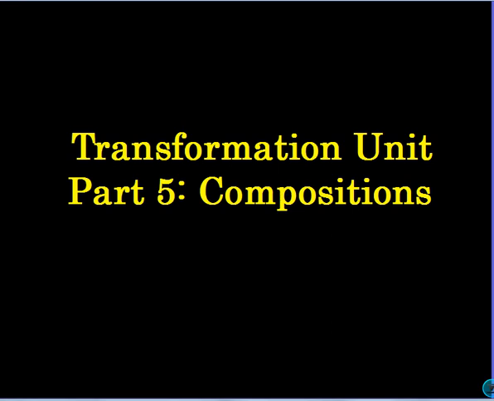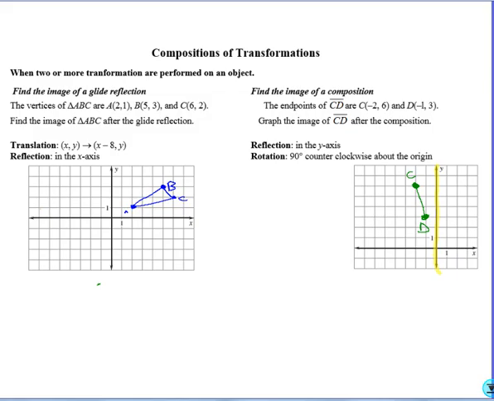Part 5 of the transformations unit is compositions, so let's take a look at what that's all about. Compositions are when we have two or more transformations performed on an object. One of the most common types of compositions is called the glide reflection. Glide reflection is when you do a translation and then a reflection. So let's take a look at what that looks like.